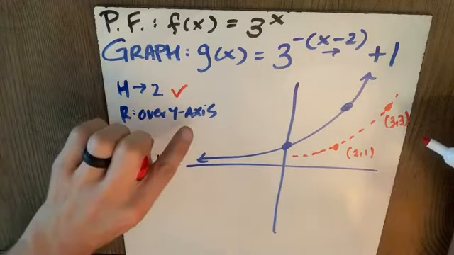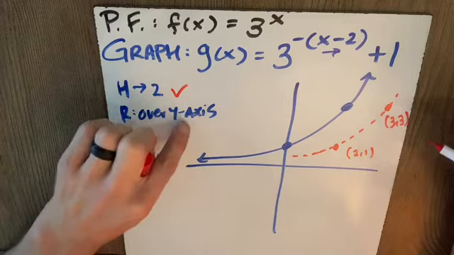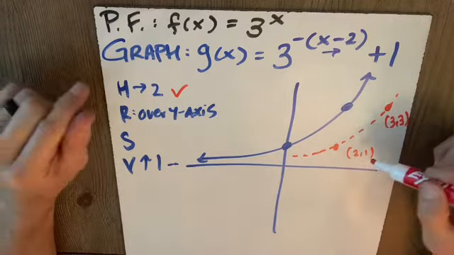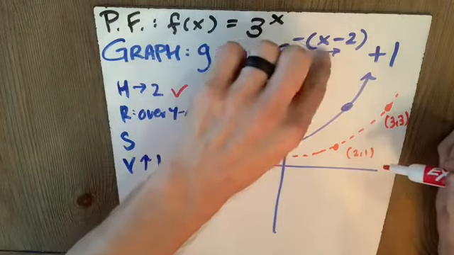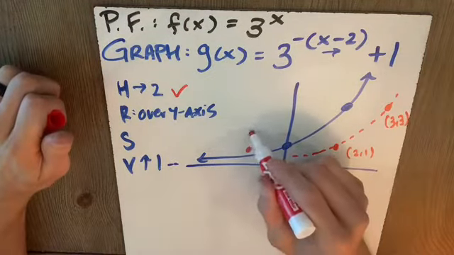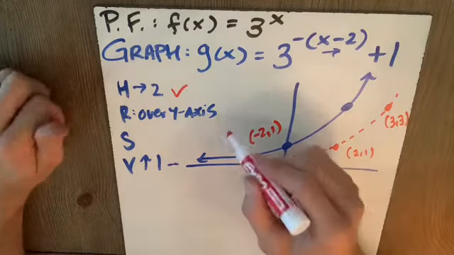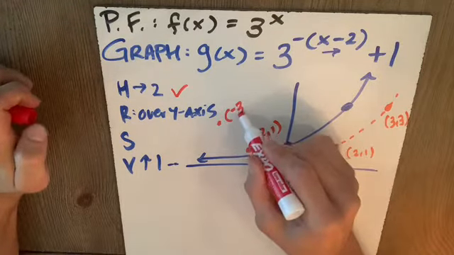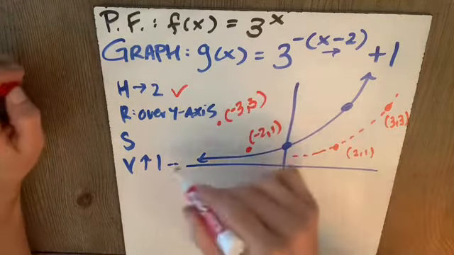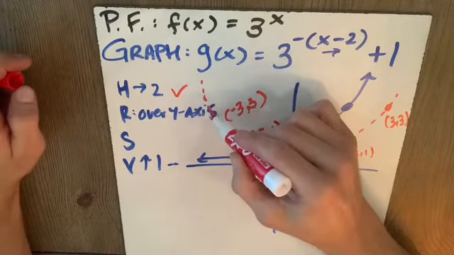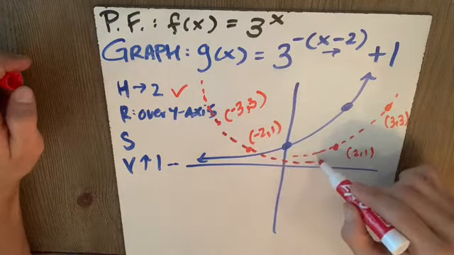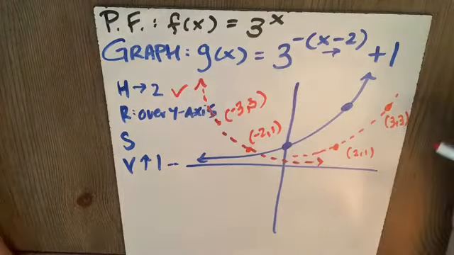Now I'm going to reflect this over the y-axis. So 2, 1, if I'm taking the opposite of the x, puts me at negative 2, 1. I took the opposite of the x, and 3, 3 goes to negative 3, 3. And notice this horizontal asymptote stays the same. And so I've got what looks like now exponential decay.